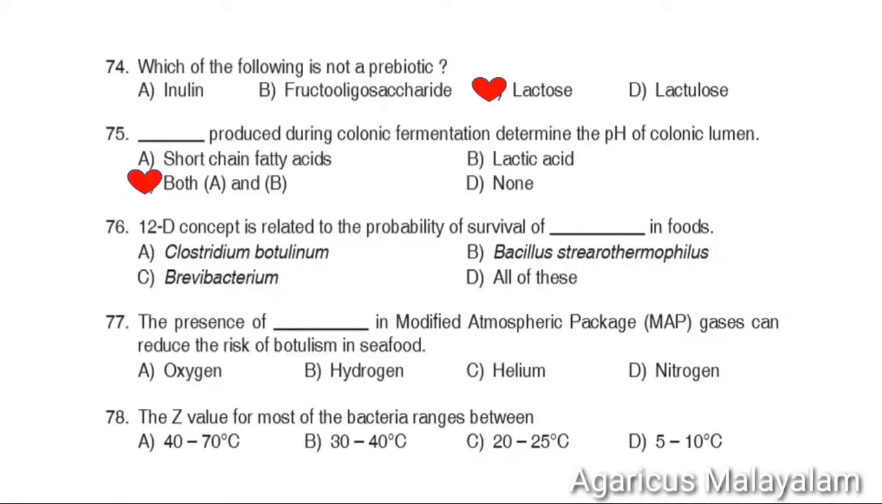76. 2D concept is related to the probability of survival of dash in foods. Correct answer is option A, Clostridium botulinum. 77. The presence of dash in modified atmospheric package gases can reduce the risk of botulism in seafood. Correct answer is option A, oxygen. 78. The Z value of the most of the bacteria ranges between. Option D.